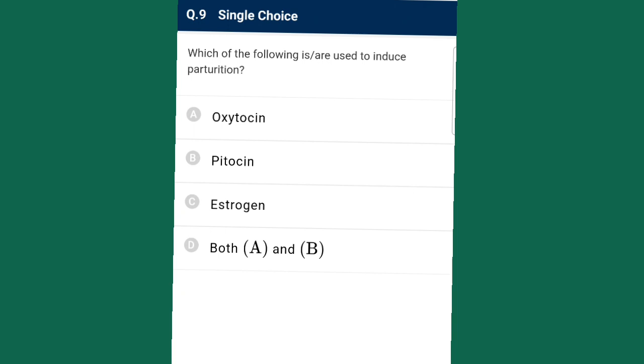Question number 9. Which of the following are used to induce parturition? Oxytocin and pitocin, both are used to induce parturition. At the end of the pregnancy and completion of full term, to induce labor and parturition, the doctor may inject oxytocin to the woman. The synthetic oxytocin is called pitocin. So the answer for this question is option D.